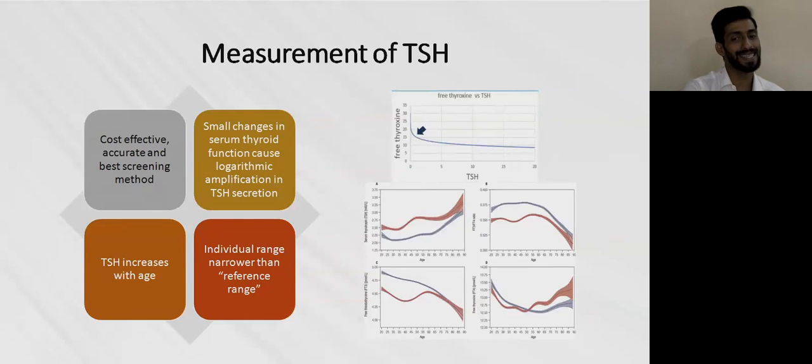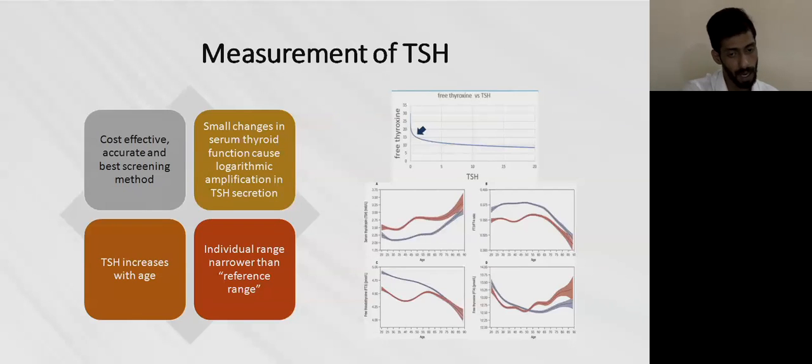Yes. TSH is more sensitive to change. Small changes in thyroid function can cause a logarithmic amplification in your TSH secretion. That's what's seen in the picture here. This is your T4 and this is your TSH. For a small change in your thyroid hormone, you see a larger change in your TSH, which is easily picked up, which is why it is more sensitive. That is why TSH is actually a better screening tool than FT4, even if you have FT4 available.